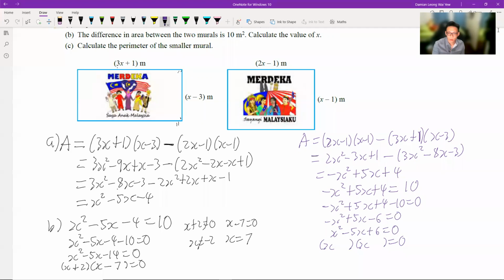x equals to get minus 5. It's either 1, 6 or 2, 3. But it has to be same sign. So 2, 3, minus 2, minus 3, means either x minus 2 is 0, x is 2, or x minus 3 is 0, x is 3. Yeah.